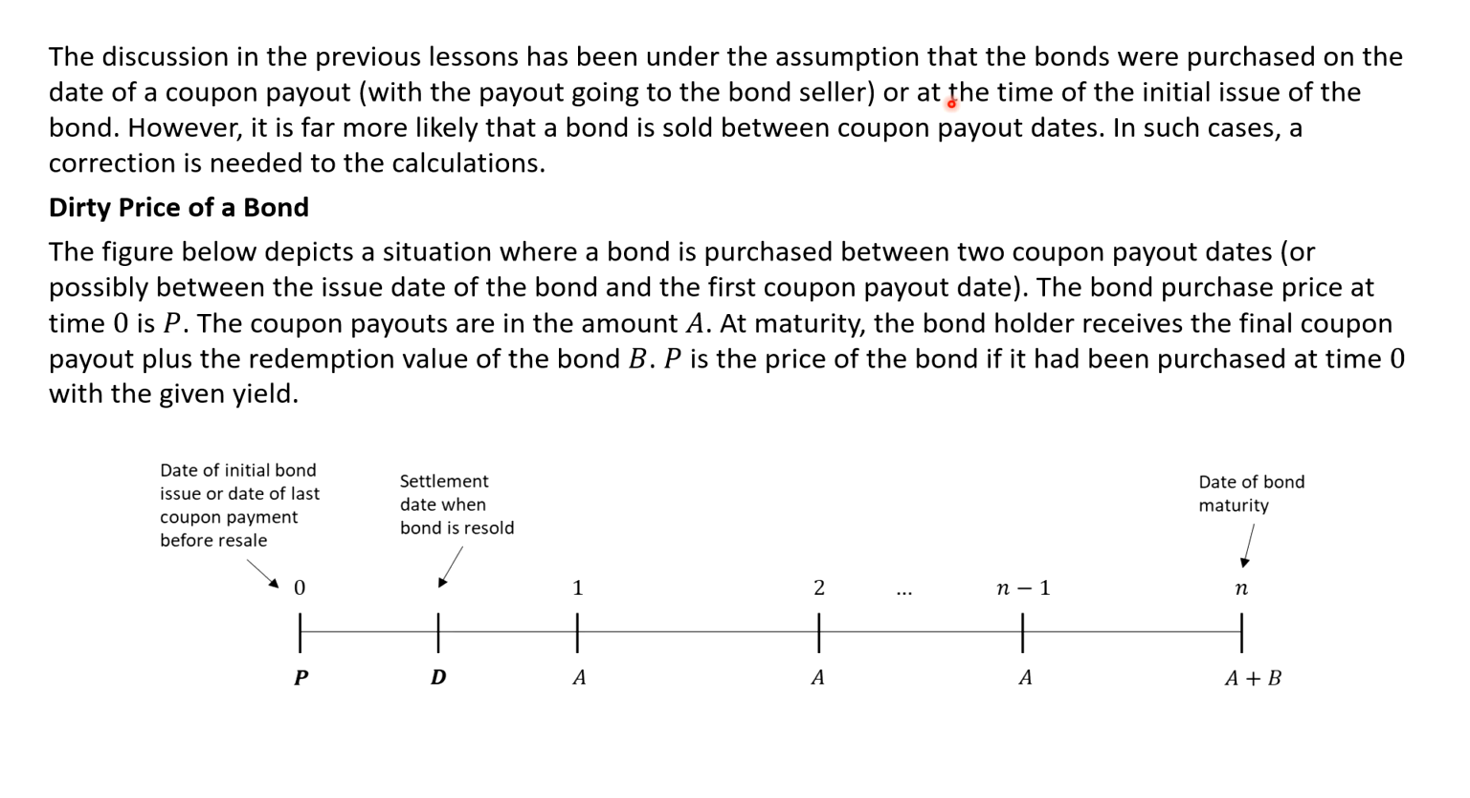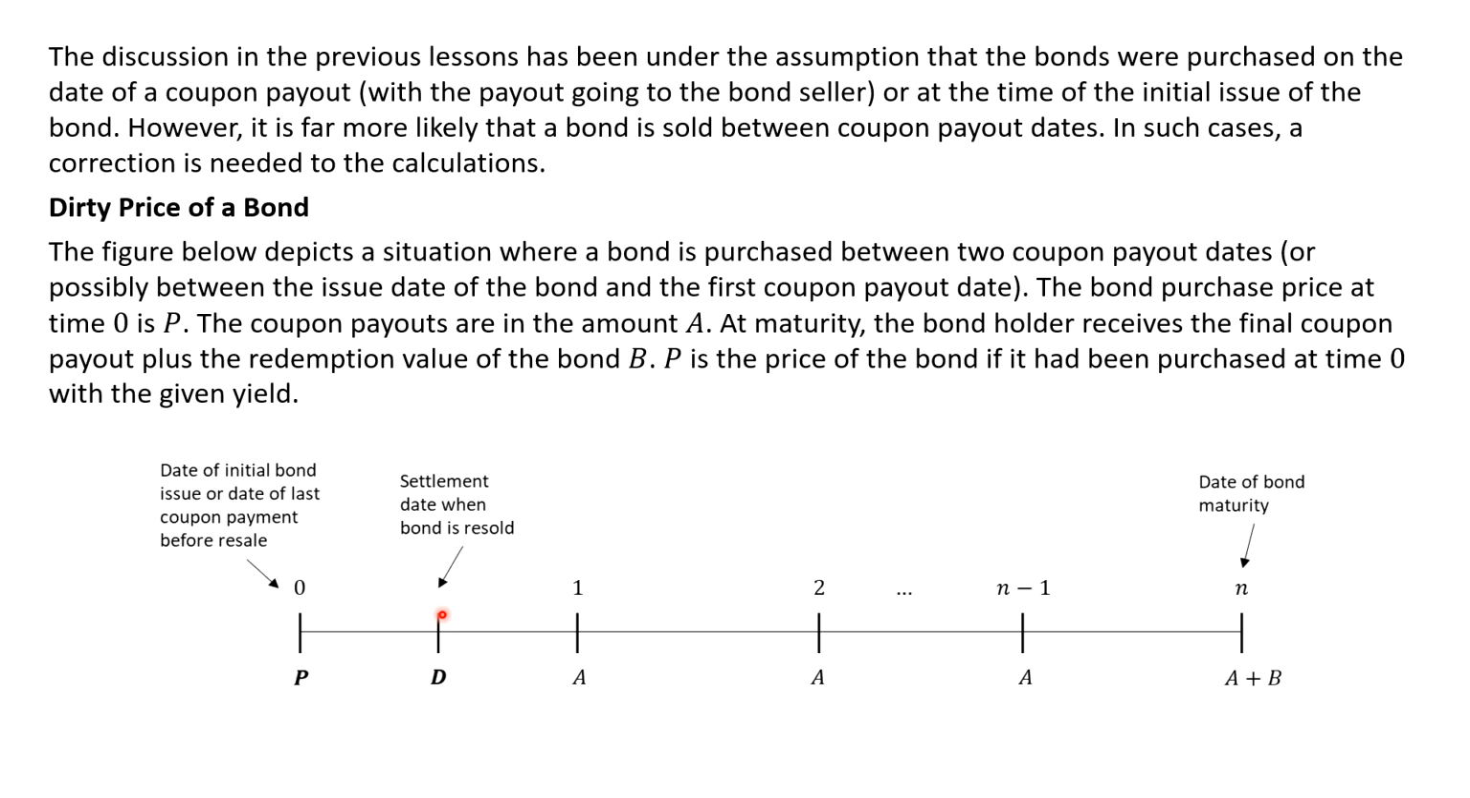Previously, we assumed that bonds were either sold at the time of the initial issue or at a time just after the coupon payout, with the payout going to the bond seller, and then the future payouts going to the bond holder, the new purchaser of the bond. But that's not practical. And I have a picture here of what could happen. It's quite likely. So you have your initial issuance of the bond here, time zero, and then someone might sell it. For example, a bank might buy a whole bunch of treasury bonds from the U.S. government and then sell them over a course of time.